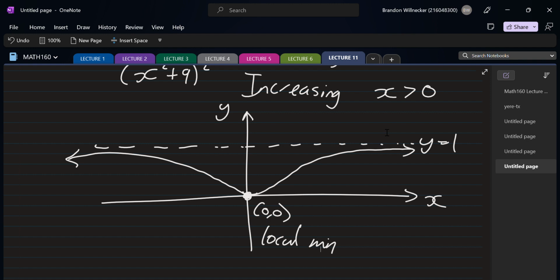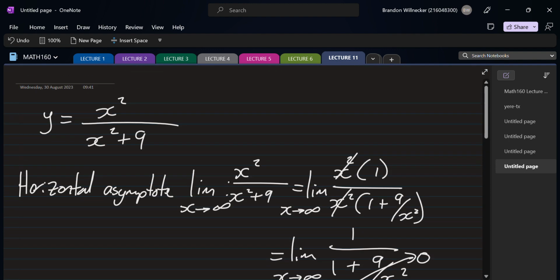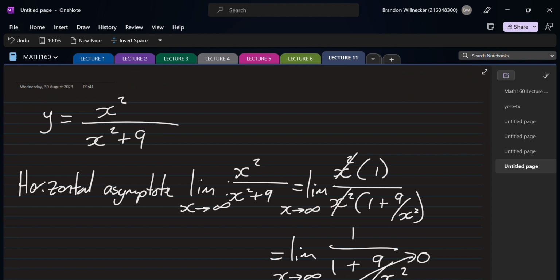So I was wondering if at the points 3 and negative 3, will the graph be continuous? It will be continuous there. So over here and over here, it will be continuous because if I put in 3 or negative 3, then this bottom part will just be 18, and then the top part will be 9. So at minus 3 and 3, you just get a value of a half.